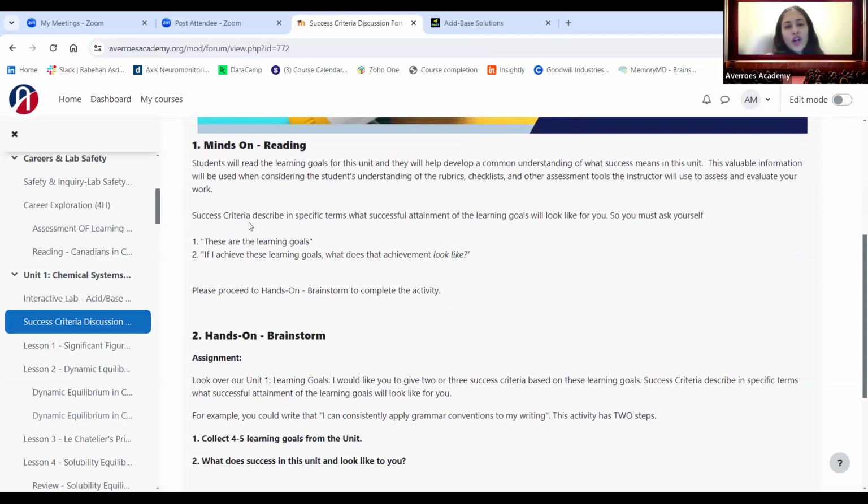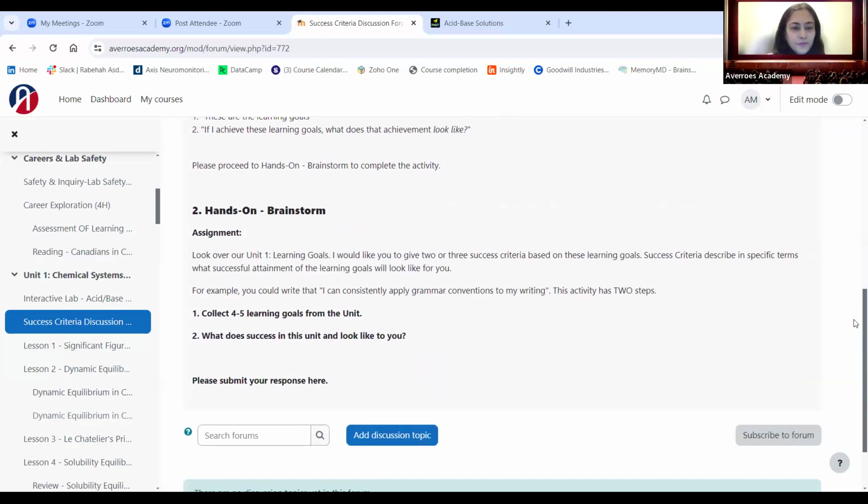you must ask yourself, describe in specific terms what successful attainment of the learning goals will look like for you. These are the learning goals. If I achieve these learning goals, what does that achievement look like? Okay. So we're going to look over the learning goals. I would like you to give 2 or 3 success criteria based on these learning goals.